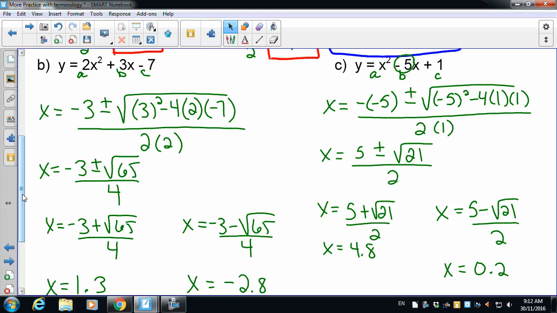So the point of this was to review the idea of zeros and x-intercepts in equation form, and then to learn what happens if we cannot factor, and learn that we can still find our x-intercepts if we can't factor.